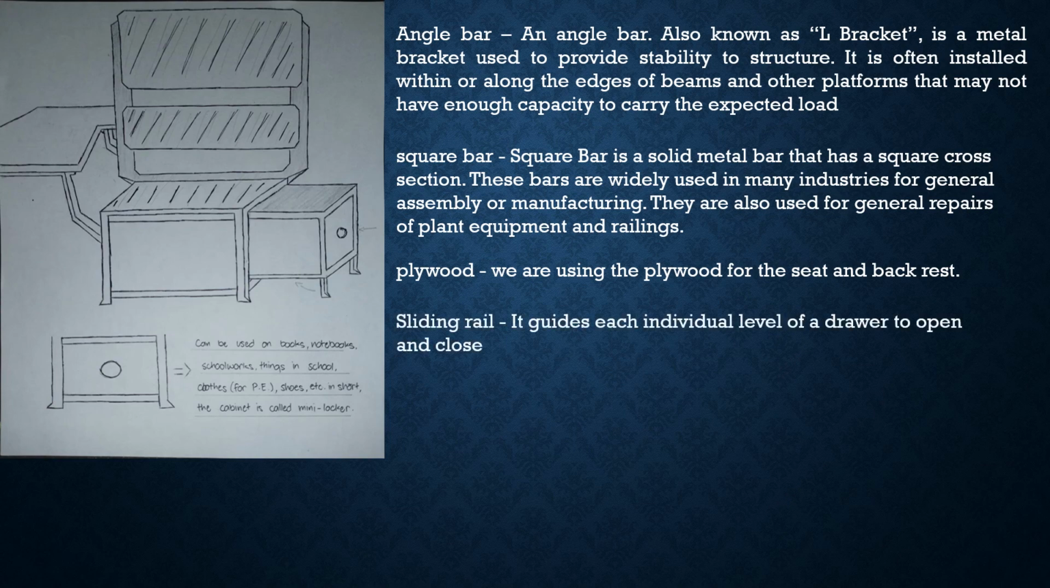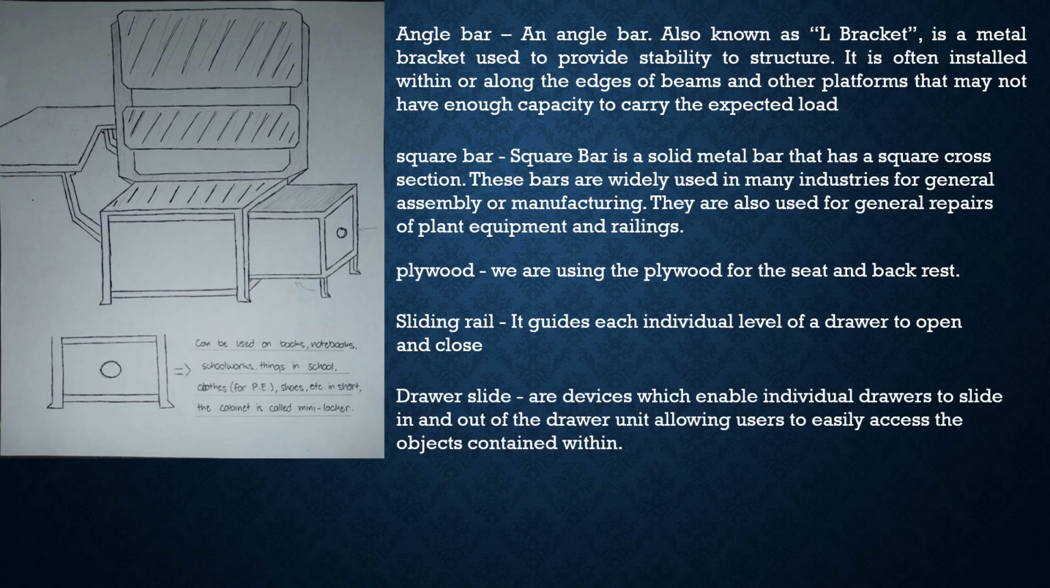Sliding rail. It guides each individual level of a drawer to open and close. Drawer slides are devices which enable individual drawers to slide in and out of the drawer unit, allowing users to easily access the objects contained within.